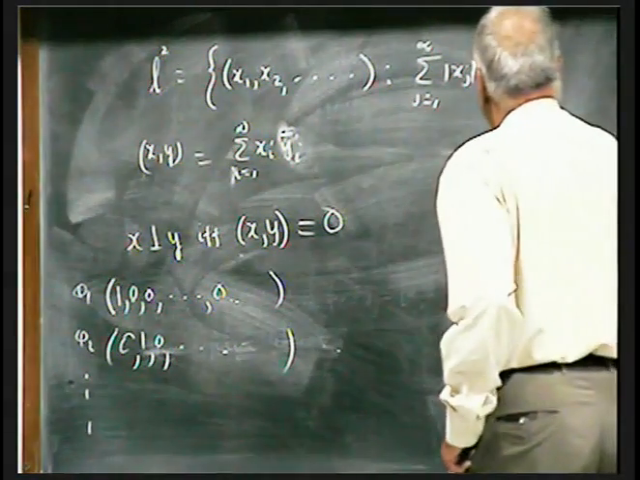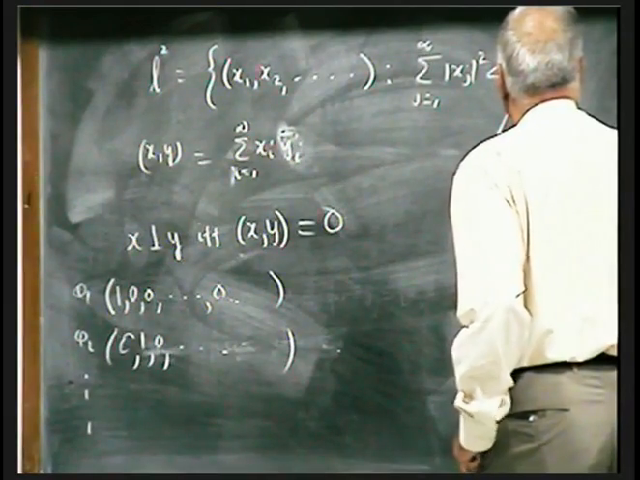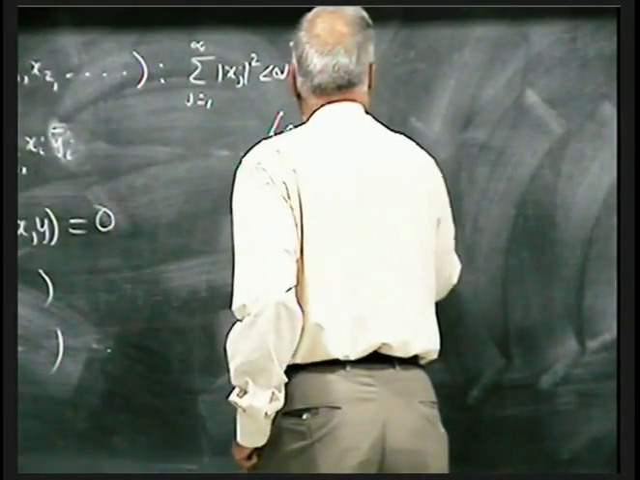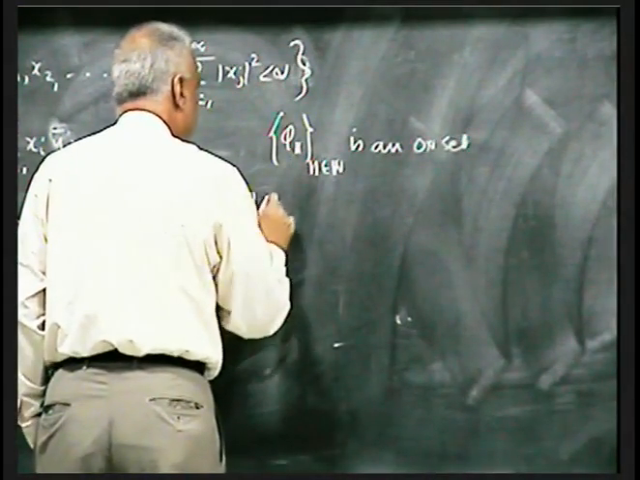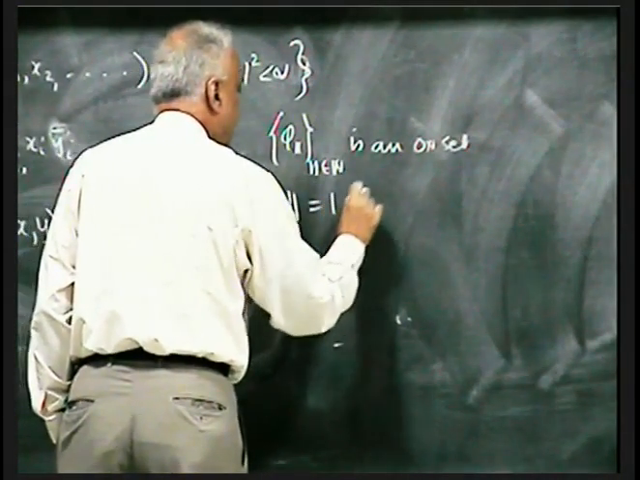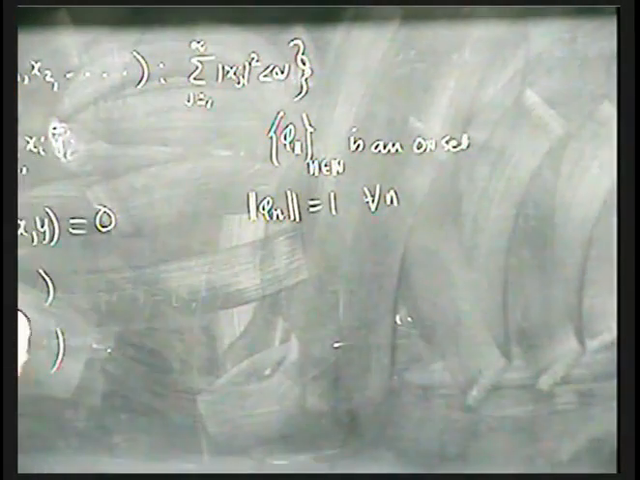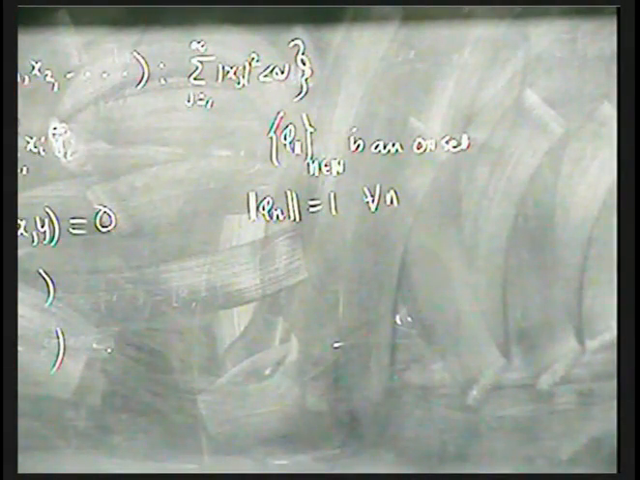Now, phi n belongs to N, is an orthonormal set. Therefore, the length of phi n is equal to 1 for every n. So it is a bounded set. The whole thing can be embedded in a unit ball. They all lie in the unit ball.